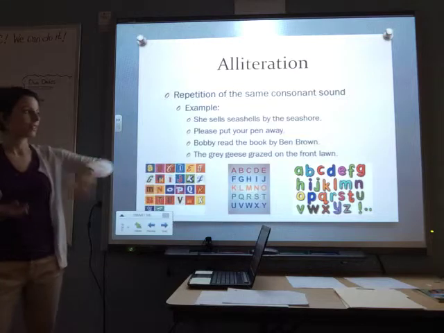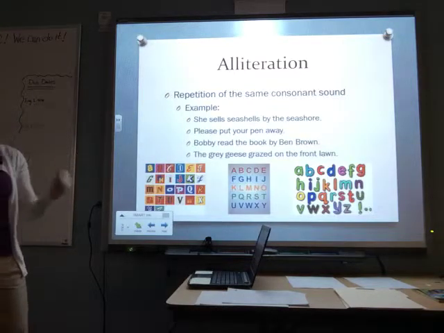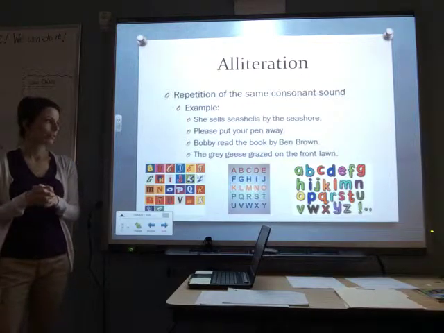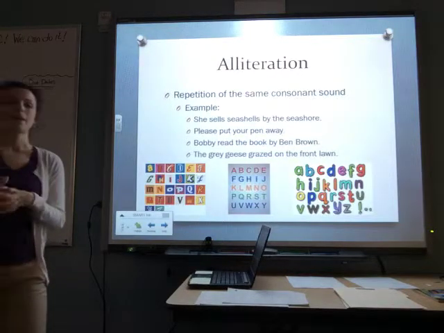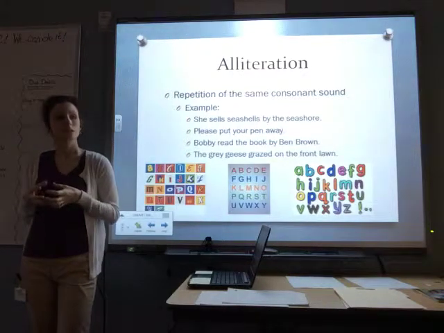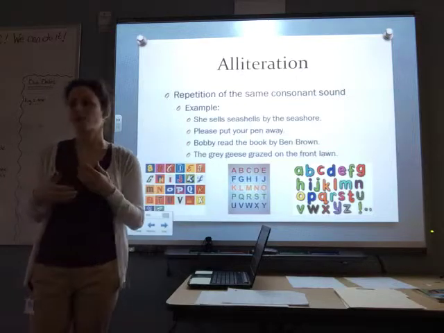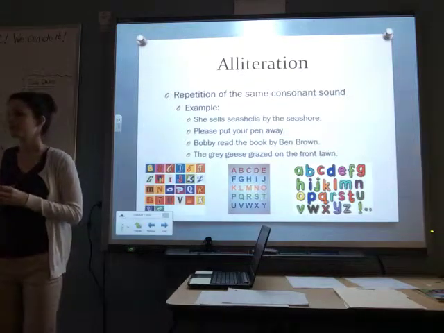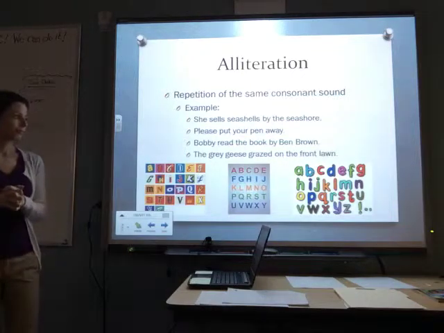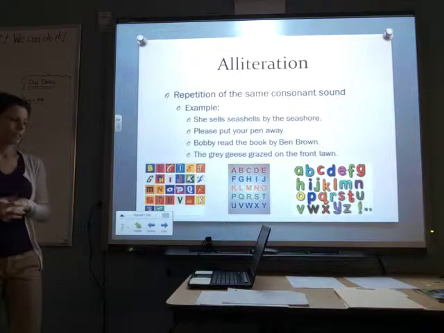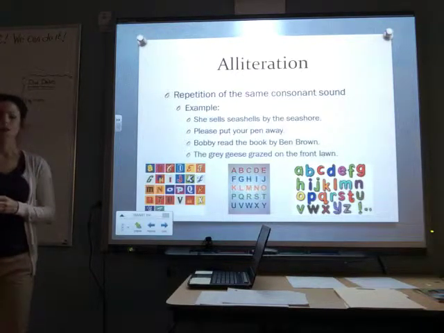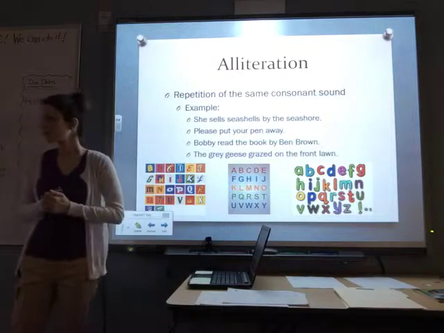Now, it doesn't have to be a tongue twister or anything. Please put your pen away. I'm repeating that same consonant P sound. Bobby read the book by Ben Brown. Authors will use this sometimes to make you slow down when you're reading, kind of make you pay attention to what they're saying. It again is some type of technique that we're going to be seeing a lot of. Alliteration, repetition of the same consonant sound. Often in poetry this is used as well.